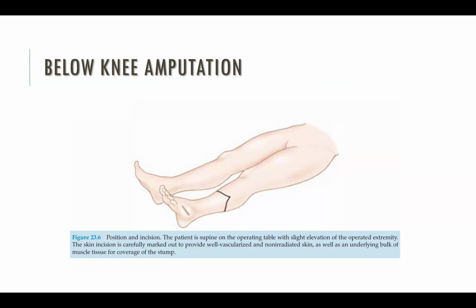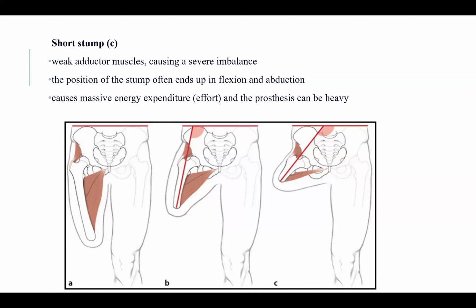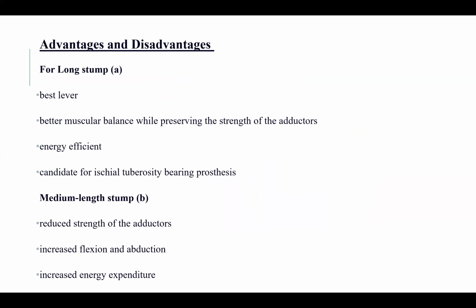What did you mean by lever? The first line was lever, right? For a long stump, you have written best lever, no? Sir, the movements of the prosthesis will be good, sir. Movement of prosthesis is another thing. It is body balancing, actually, not prosthetic balancing. More of body balancing.